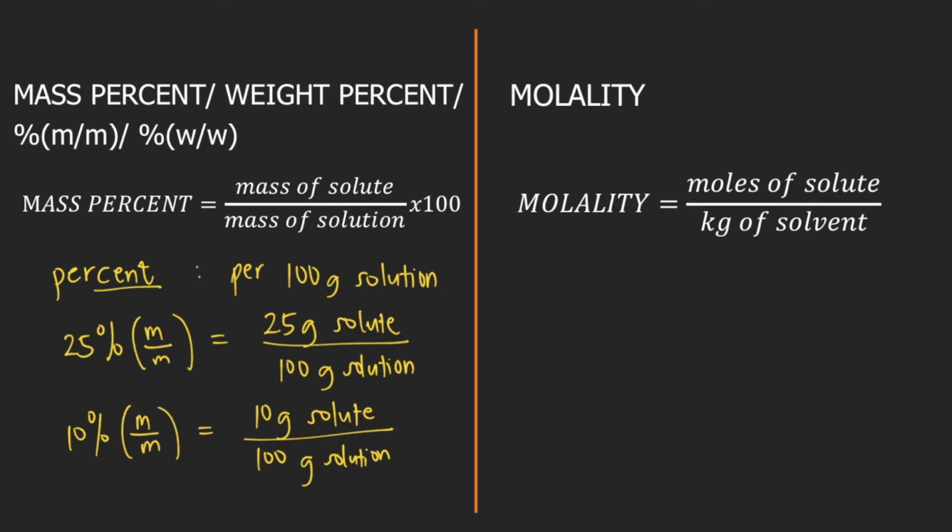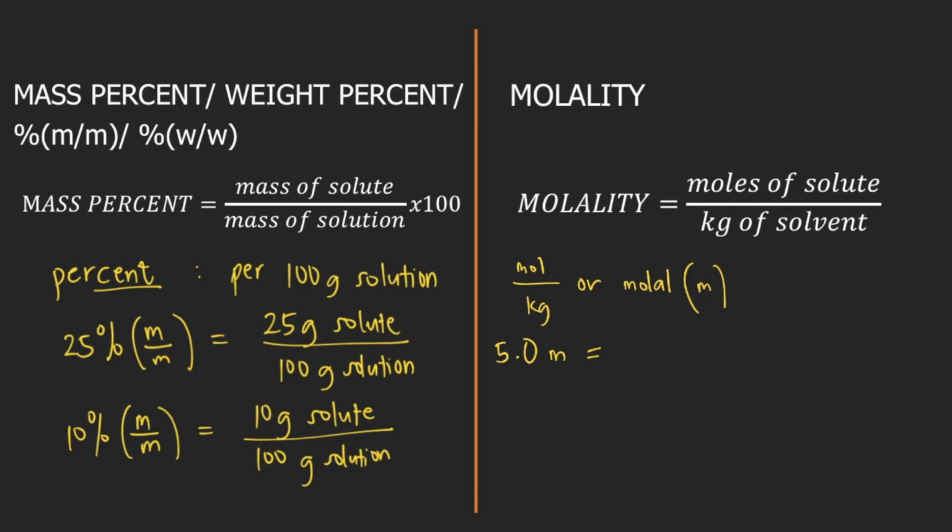Now let's move on to molality. The formula for molality is moles of solute per kilogram of solvent. So the unit for molality is moles per kilogram, or this is also known as molal. And the symbol for molal is lowercase m. So how do we interpret molality? Say for example, you are given 5.0 molal.